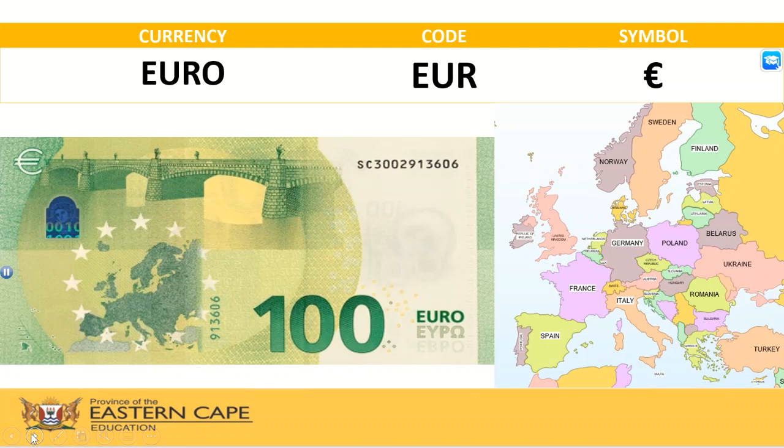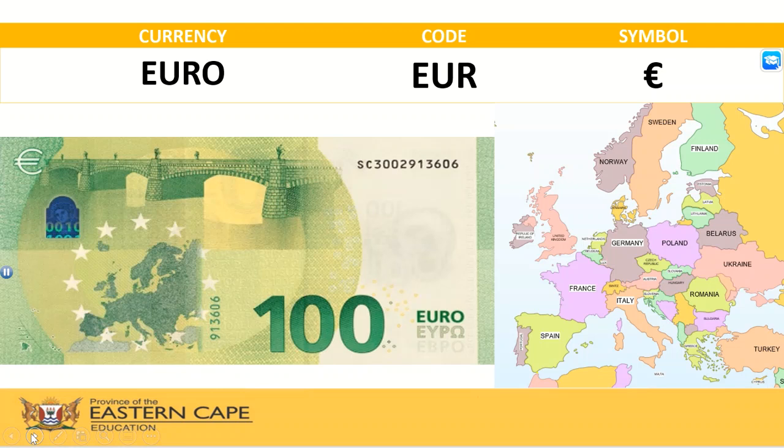The countries that are highlighted in white are the countries that use the euro. You will see Portugal, Spain, France, Italy, Slovenia, Austria, Germany, Netherlands, and so on and so on. I'm not going to name all of them, but know that there are 19 countries in Europe that use the euro. And also, please take note, not all countries in Europe use the euro. You must be careful when you are answering exam papers or exam questions in this regard.